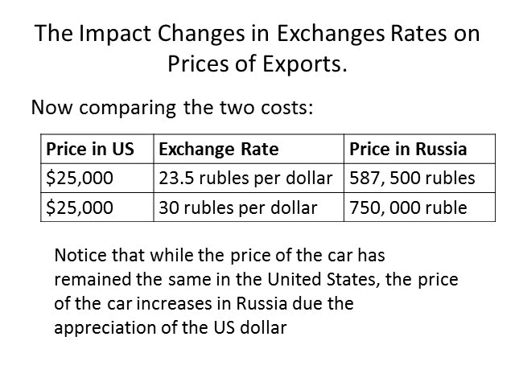The key thing to notice here, if we compare the costs in the United States and Russia, is that the price in the United States has remained the same. That is $25,000 when the exchange rate is 23.5 rubles, and it is still $25,000 when the exchange rate is 30 rubles per dollar. However, notice that the price in Russia changes. When the exchange rate is 23.5 rubles, the price in Russia is 587,500 rubles, and this will increase to 750,000 when there are 30 rubles per dollar.